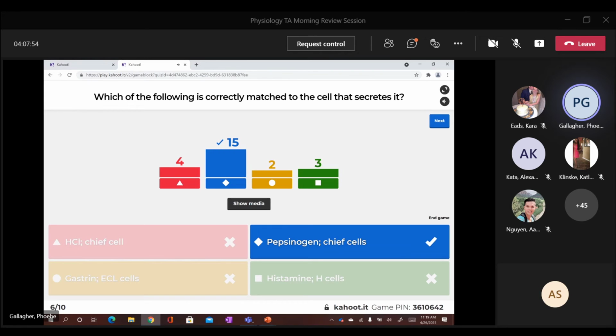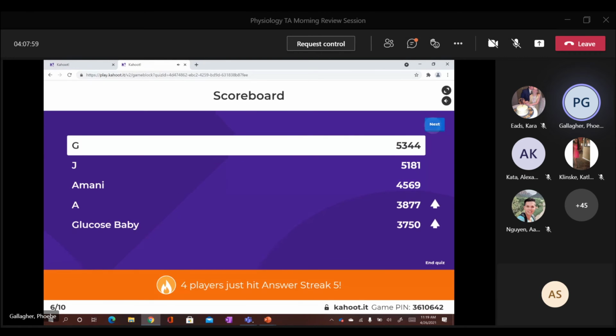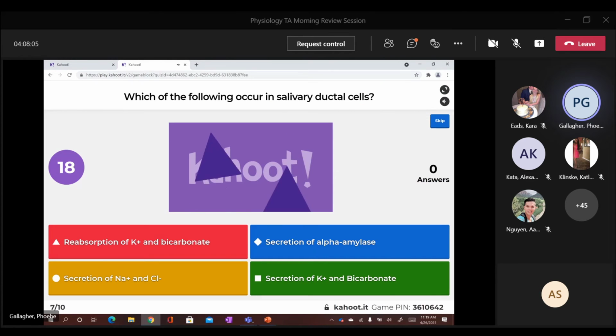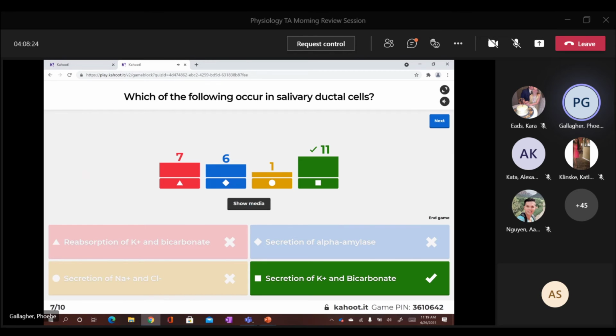Awesome. Yeah, that's the only one that's correctly matched to its particular cell. Awesome. Yeah, so you will see the reabsorption of sodium and chloride and the secretion of potassium and bicarbonate in the ductal cells.